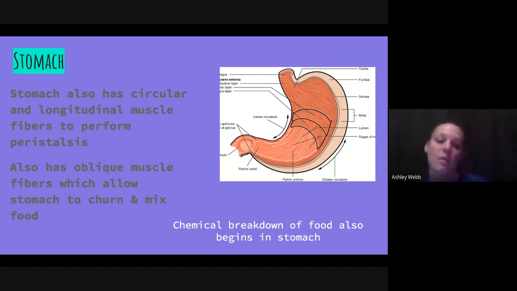We also have some chemical breakdown that occurs in the stomach. Had we been in the classroom, we would have done some experiments with churning, like a plastic bag with crackers and stuff, so you could see the digestion process occurring. But it's not going to be any fun for you to watch me or maybe Dr. Maniac doing that on a video.